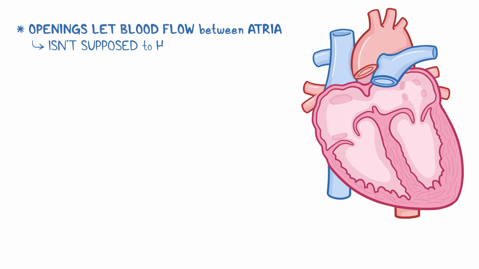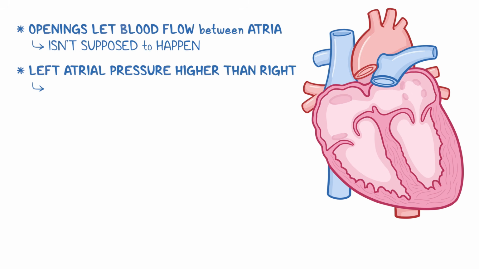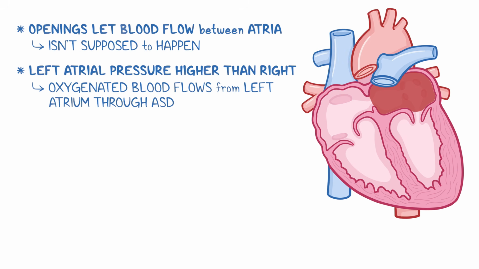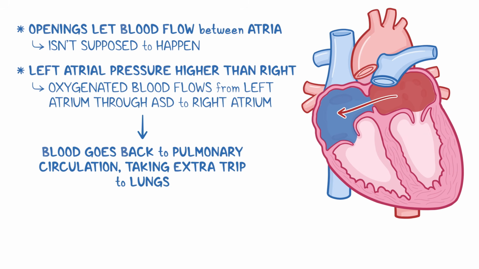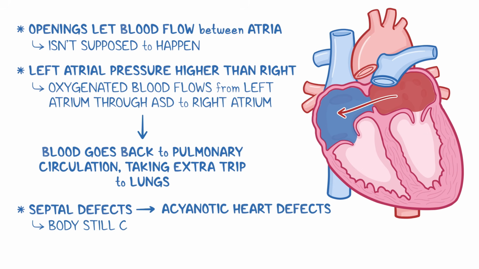No matter the type, these openings let blood flow between the atria in a way that isn't supposed to happen. And since the left atrial pressure is higher than the right, the oxygenated blood flows from the left atrium through the ASD into the right atrium. As a result, the blood goes back to the pulmonary circulation, essentially taking an extra trip to the lungs. This is why atrial septal defects are classified as acyanotic heart defects, meaning the body still gets plenty of oxygen and there is no cyanosis.